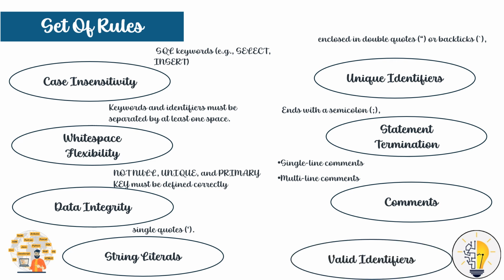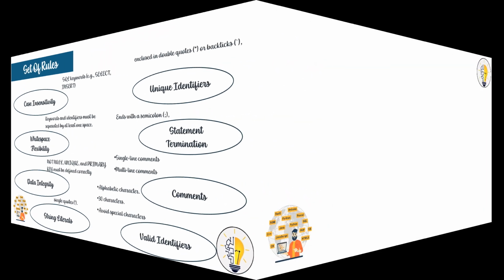And next is about valid identifiers. Here the table name and the column name should begin with an alphabetical character, and should have up to 30 characters, and also avoid special characters. But one special character can be used, that is underscore. Other than underscore, none of the special characters must be used. So all this set of rules with examples we will see now.